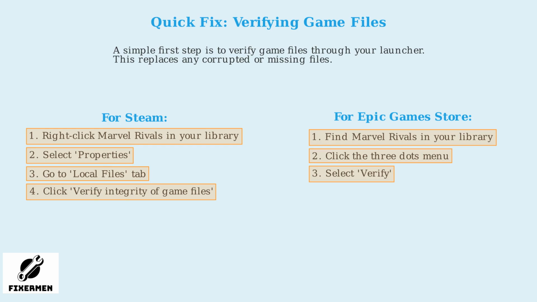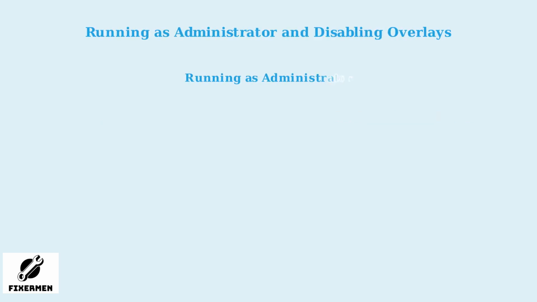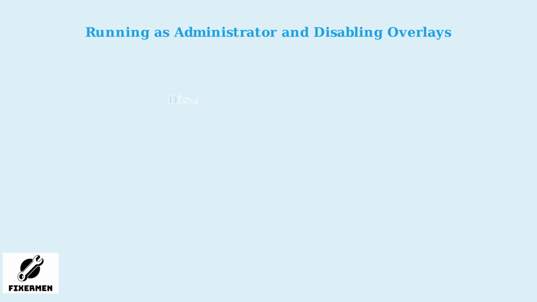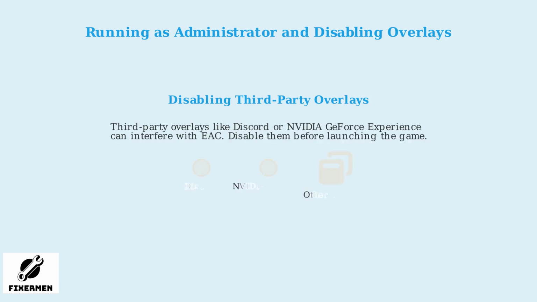and select Verify. Granting administrative privileges can resolve permission issues that prevent EAC from working. Right-click the Marvel Rivals executable and select Run as Administrator. Disable third-party overlays like Discord, NVIDIA GeForce Experience, or other programs that inject themselves into the game. These overlays can sometimes interfere with EAC.